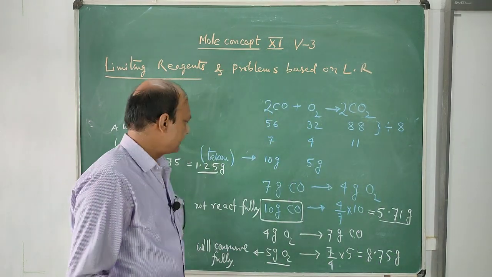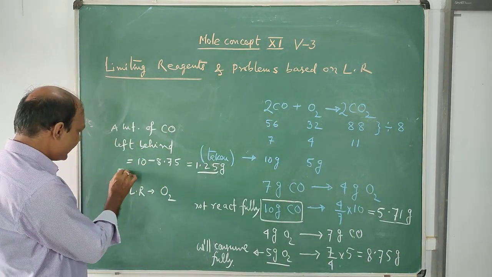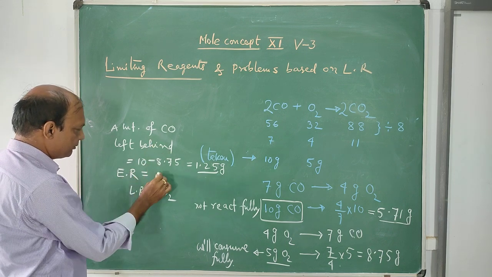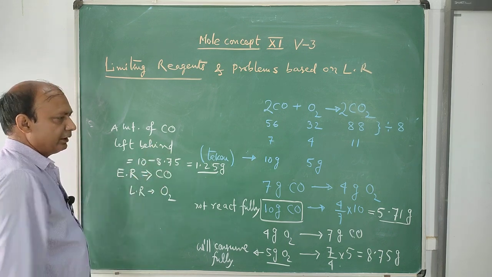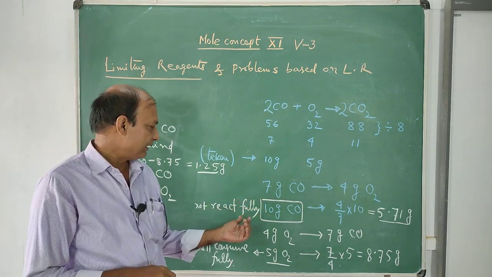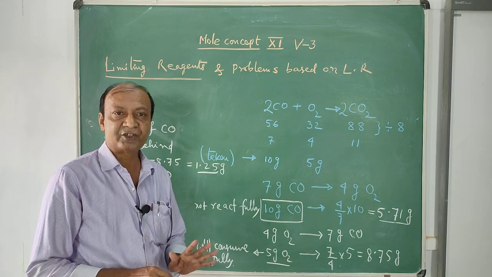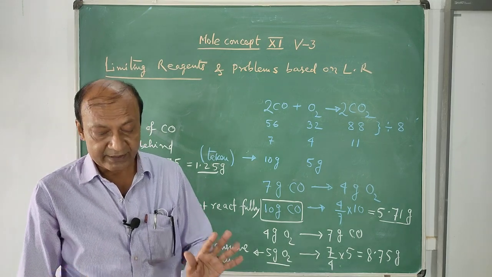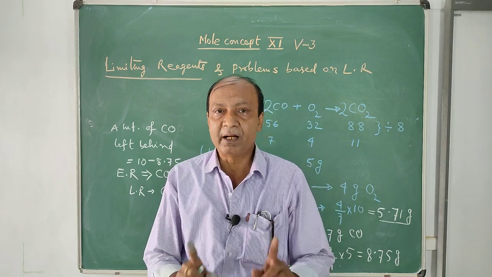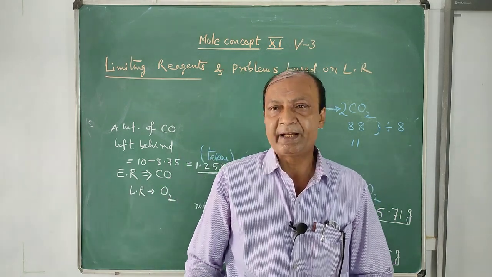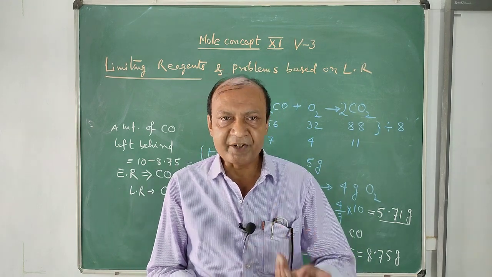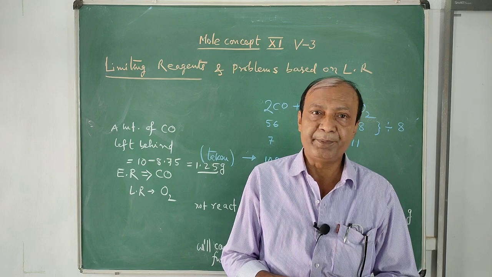Therefore, now it is clear that the excess reactant is carbon monoxide. So, from this example, you have understood what I mean by limiting reactant and what I mean by excess reactant. This will only come up when we take the amounts of reactants from our own mind, arbitrary amounts. What do we say? Arbitrary amounts.